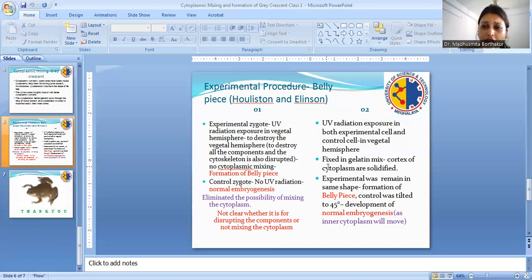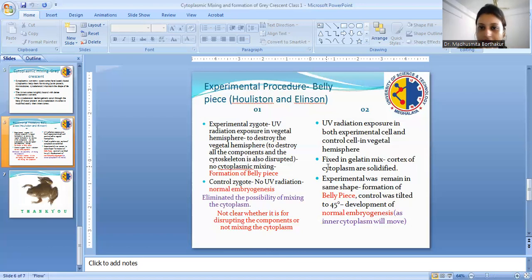Now, they were not clear what led to this normal embryogenesis. Is it the cytoplasmic mixing, or the presence of the morphogenetic gradient? They were not clear. So in the next set of experiments, they UV exposed both the experimental cell and the control cell. Means they took another two cells, one experimental and another a control cell. In the vegetal hemisphere, they UV exposed both cells, experimental also, control also.